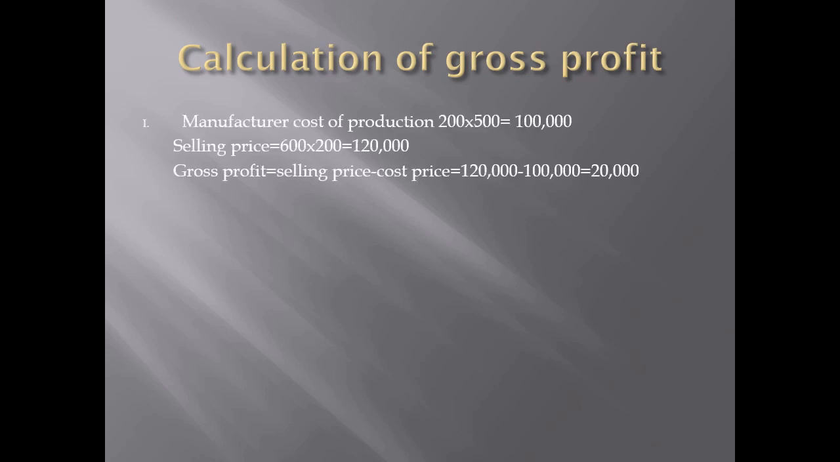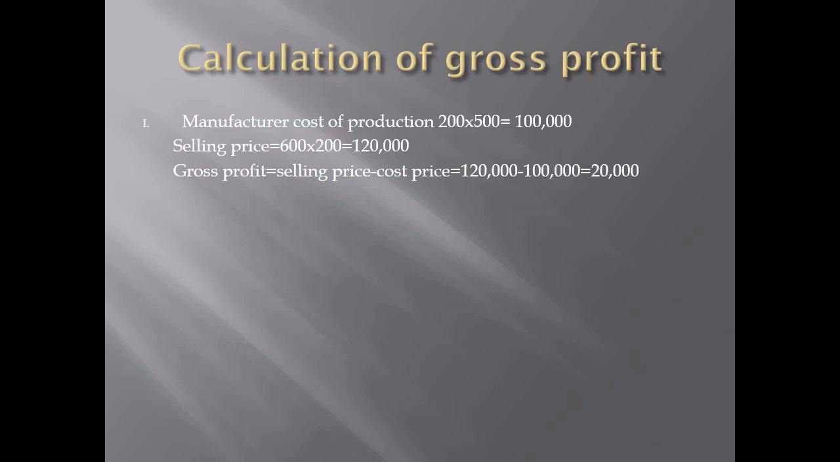Calculation of gross now. Let us enter into the real calculation. Now, 1, manufacturer cost of production is 200 units. Remember our information. So we're going to multiply 200 units by 500 naira. That's the cost of the production. He produced 200 units at the cost of 500. So we're going to say 200 times 500. That will give us 100,000 naira. Now, selling price, he sold it to the wholesaler at the rate of 600 naira. So we're going to say 600 times 200, that will give us 120,000 naira.